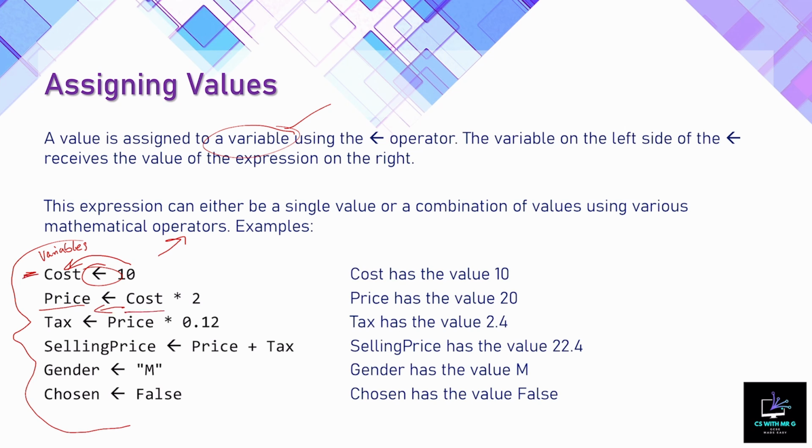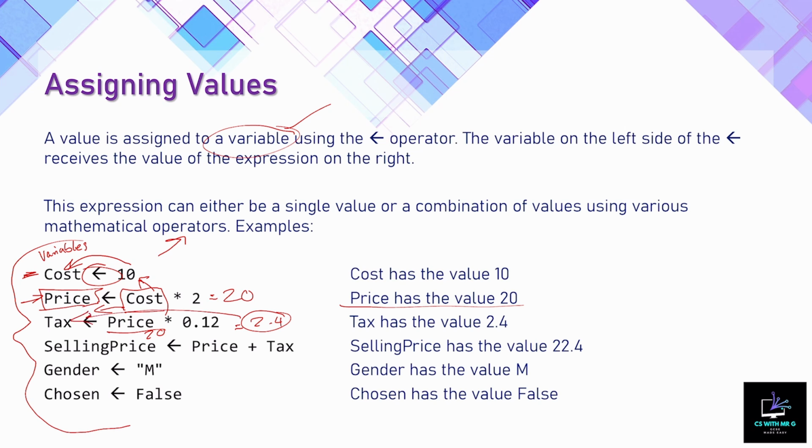So in this first line, cost is given the value 10, and then price, which is another variable, is given the value of cost times 2. So cost is 10 from previous, multiplied by 2, so that equals 20, and 20 is put into the price variable. So price has the value 20. Tax is set to the value of price times 0.12. So price is currently 20 times 0.12, and that equals 2.4. So 2.4 is put inside the tax variable.